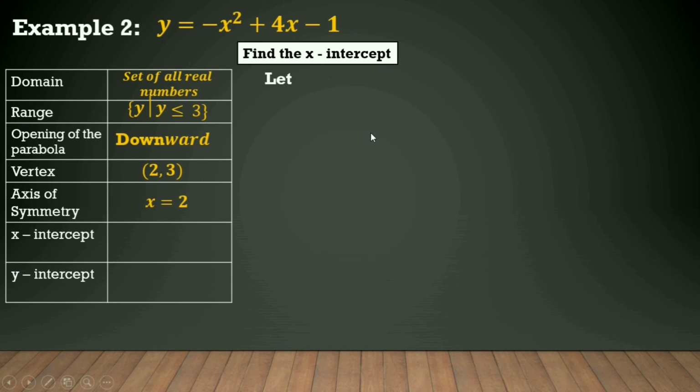So, to find the x-intercepts, we will let y is equal to 0. So, papalitan natin yung equation na to, yung y na to, ng 0. So, we have 0 is equals to negative x squared plus 4x minus 1. Since mahirap siya gawin sa factoring, kasi wala namang factor ng negative 1 na kapag inad natin ay positive 4 ang sagot, kaya mahirap siya gawin gamit yung factoring method. So, we will use the quadratic formula.